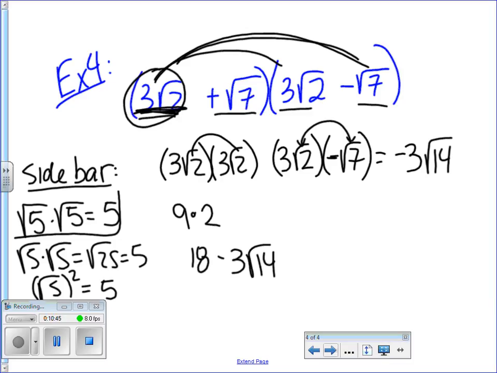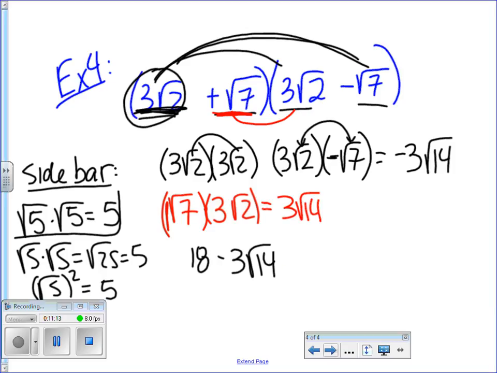Now I'm going to use the second term, this positive radical 7. I'm going to distribute that. Positive radical 7 times 3 radical 2. So I'm going to write that over here. Positive radical 7 times 3 radical 2. And what that ends up giving us, well, this radical 7 just has a coefficient of 1. 1 times 3 is 3. Radical 7 times radical 2 is radical 14. So I'm going to put that here.